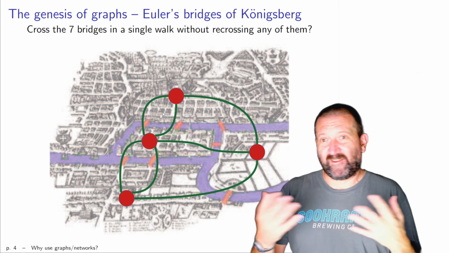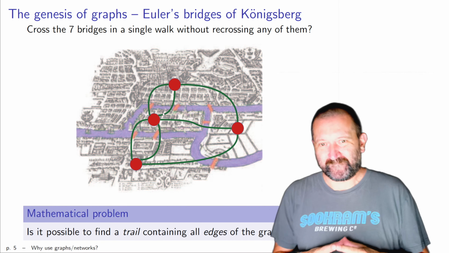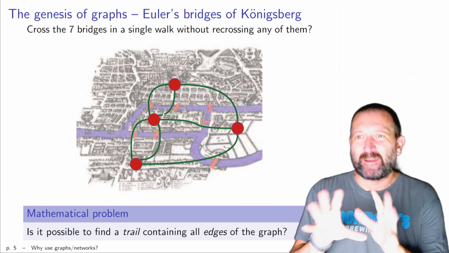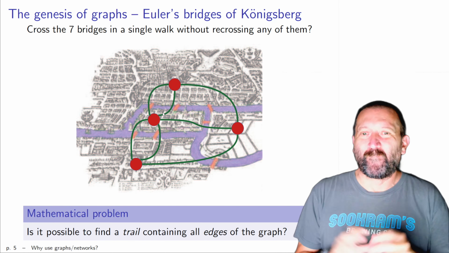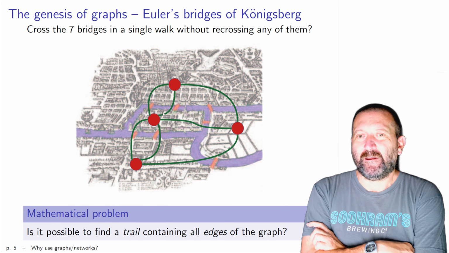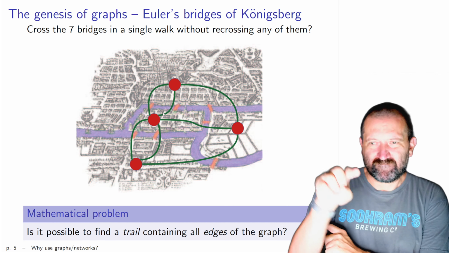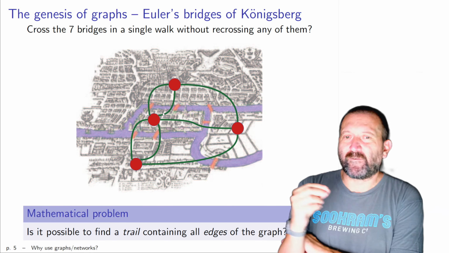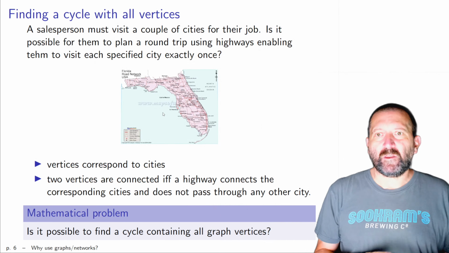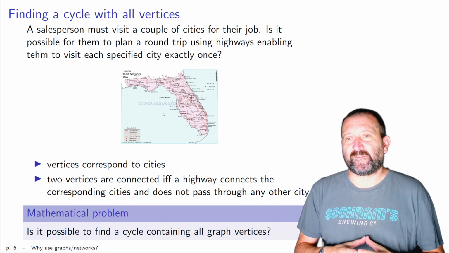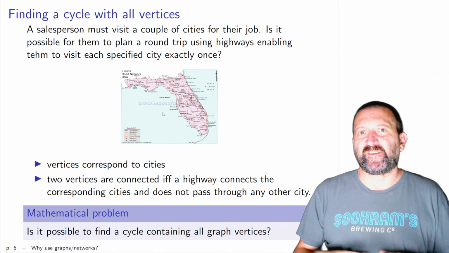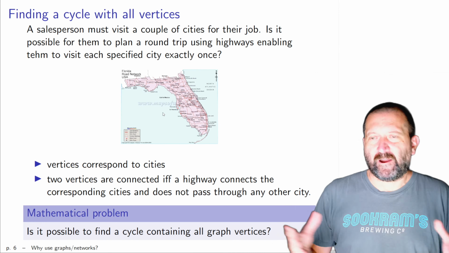And the question then is, well, we'll see later, but essentially the mathematical way of formulating the question, and we'll see that this is not the definitive way of writing it, is: is it possible to find what's called a trail, going along the graph, that contains all the edges, so all the bridges in this graph? Another type of question that motivates problems in graph theory would be the following. You have a salesperson, they must visit a certain number of cities for their job.